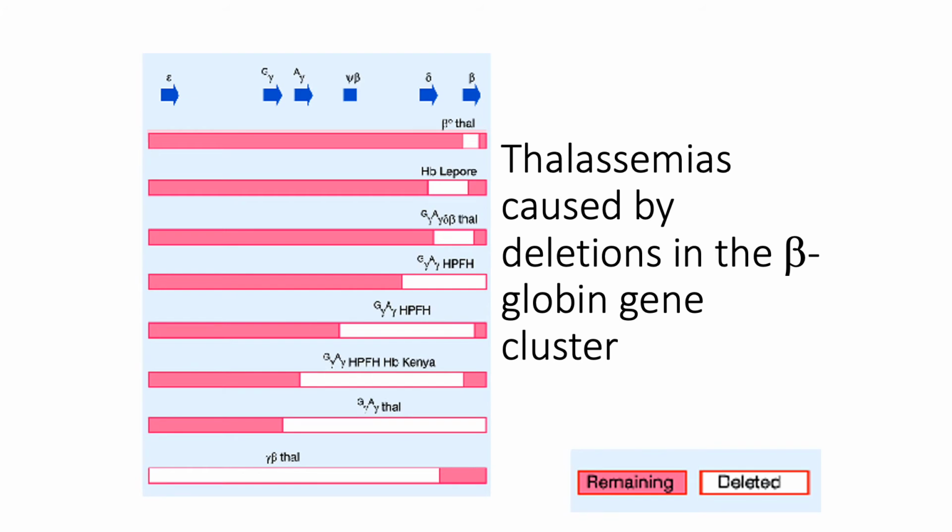We can also find examples where the reciprocal of this occurs, so that there are extra copies in the beta globin gene cluster. Those are harder to find because they don't really present any medical issues. So the people with the deletions are much easier to find because they have these thalassemias.